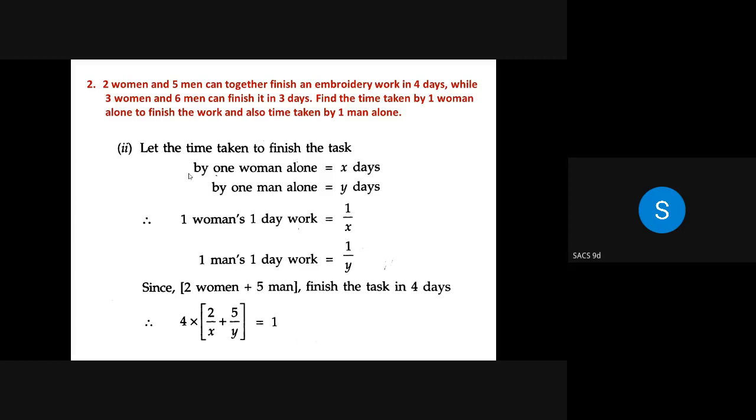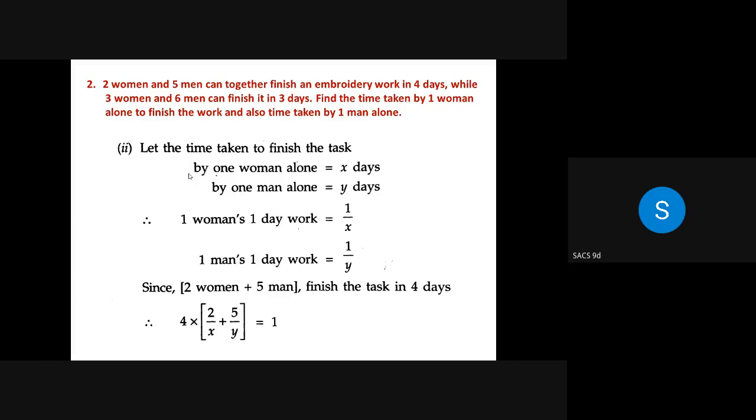That means in total x number of days, one woman can finish the entire work. And in y days, one man alone can finish the entire work. So one woman's 1 day's work. Now this is the fraction of the work which I'm talking about. So for example, I take 5 days to complete some work. A piece of work I complete in 5 days. So in 1 day, what portion of the work will be completed? It will be 1 by 5th of the work.